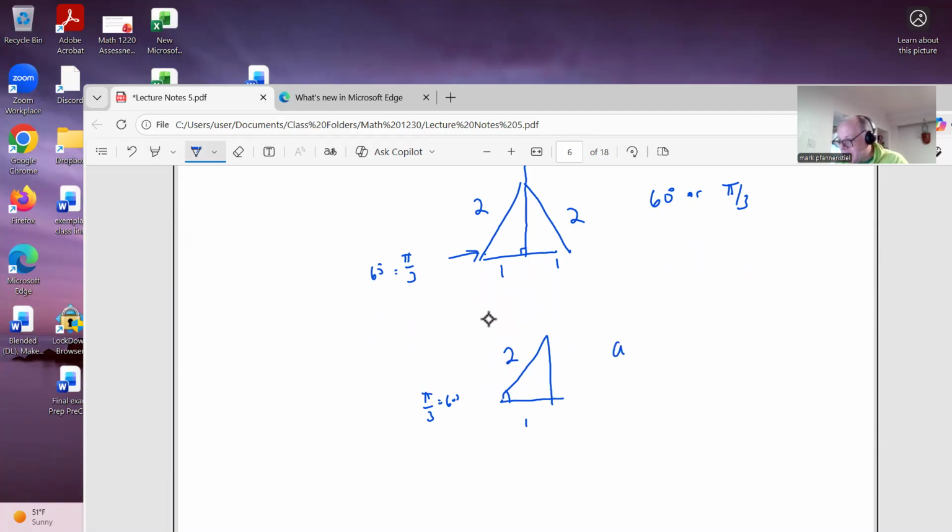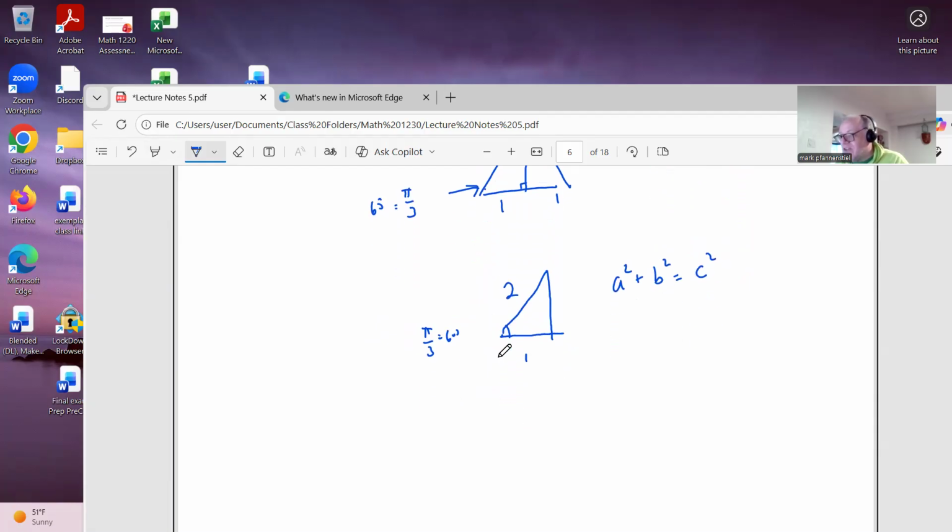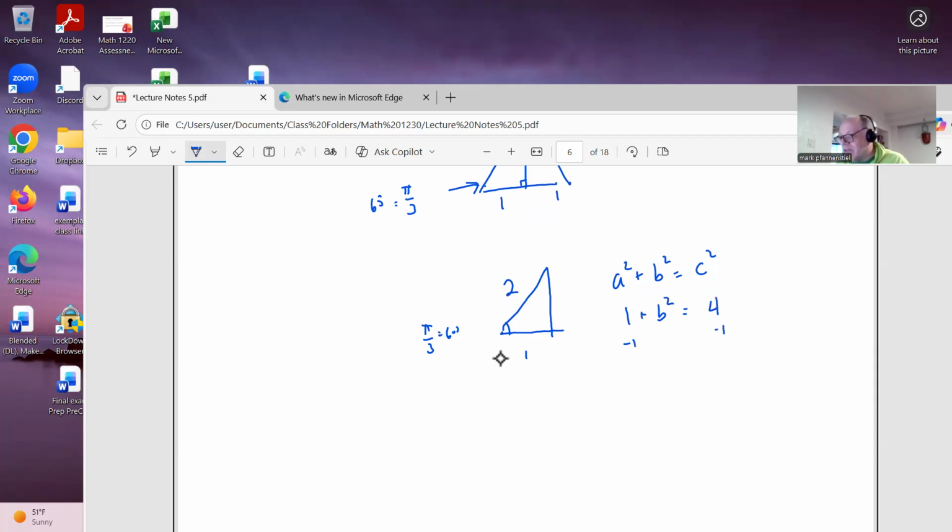So remember, a squared plus b squared is equal to c squared. The adjacent side is 1, a for adjacent. I don't know b, so b squared is equal to the hypotenuse squared, 2 squared, which is 4, minus 1. So we subtract 1 from both sides, and we have b squared is equal to 3. B must be the square root of 3. So this side here is the square root of 3.